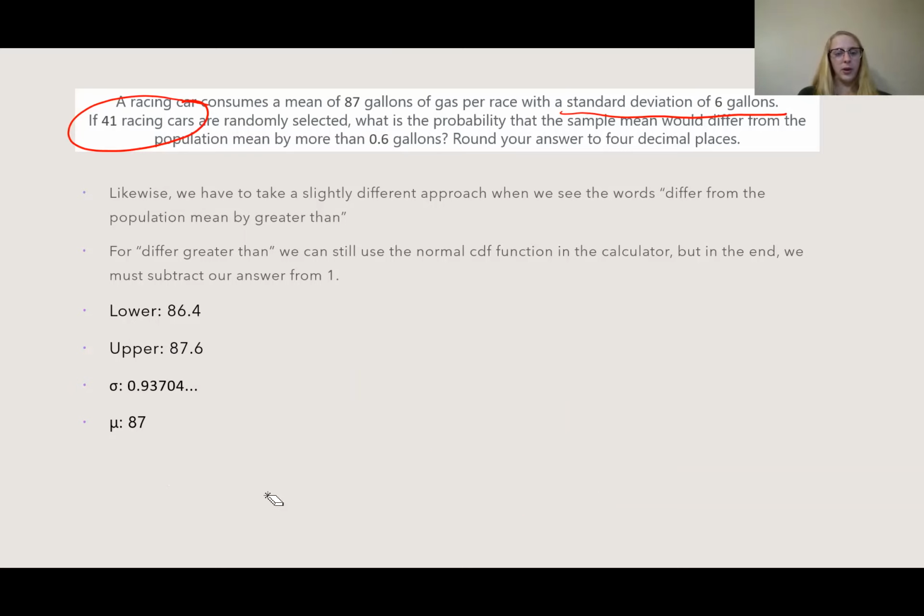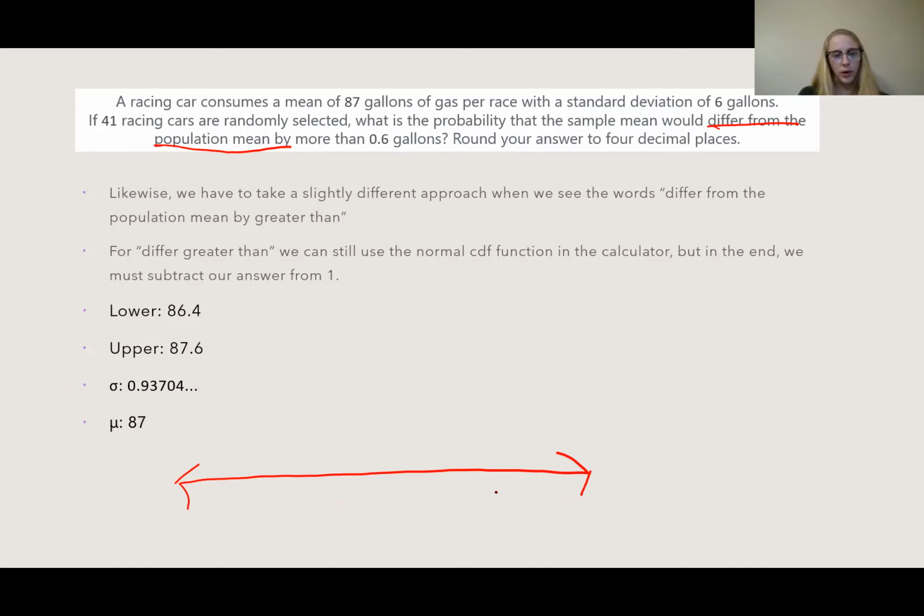Now, our lower bound and our upper bound. Just like in the last problem, when this one says differ from the population mean, we're going to have to add and subtract again. So let's look back here to our number line. I'm going to put our mean right here in the middle, and our mean in this case was 87 gallons. We're going to say differ from the mean by 0.6 gallons. This means that you could have a little bit of extra gallons of gas, like 0.6 of it, or you could have a little bit less gas. You could have a little bit too much, but nothing too extreme. You're staying within a range.